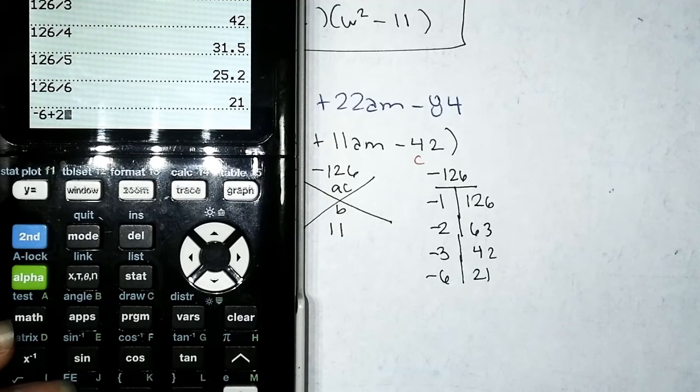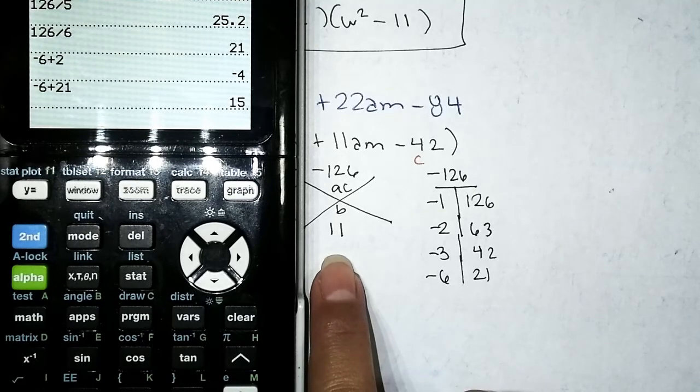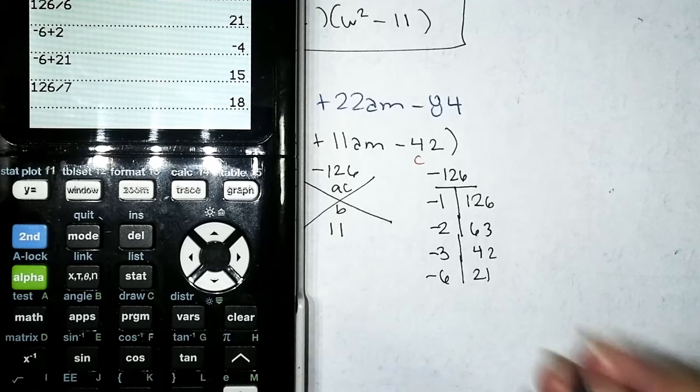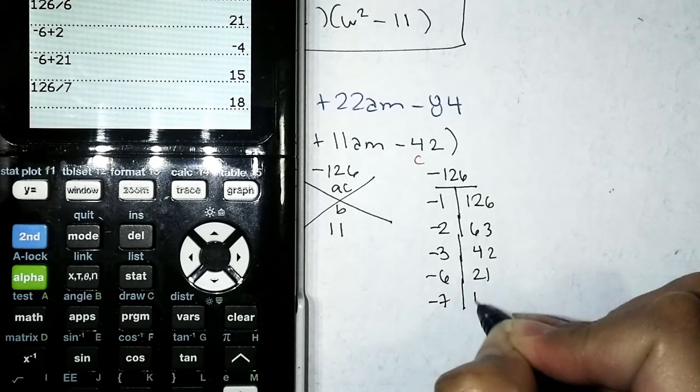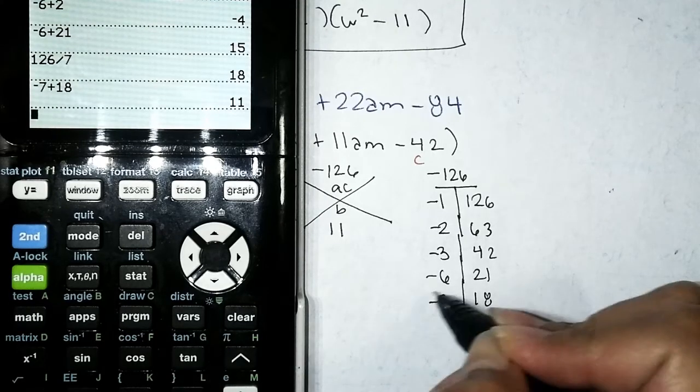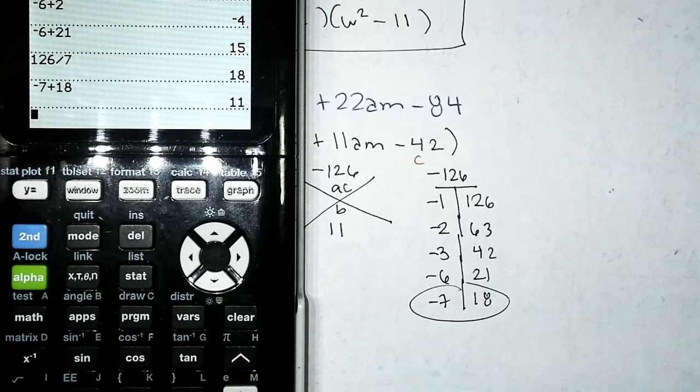Negative 6 plus 21 is 15. Pretty close. So maybe the next one is the winner. So we're at 6, so up next is 7. Is 7 a factor? It is. Let's see what that sum is. Negative 7 plus 18. You think I could do that in my head, but I can't because I'm tired. But that sum is 11.